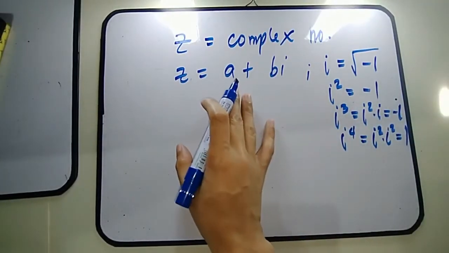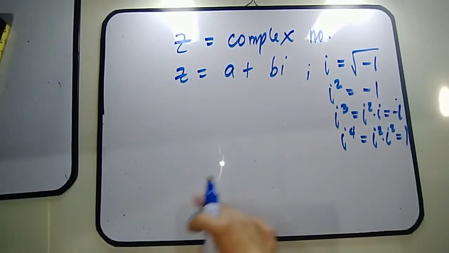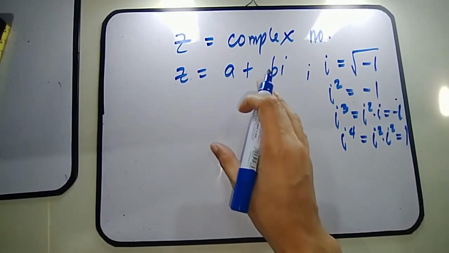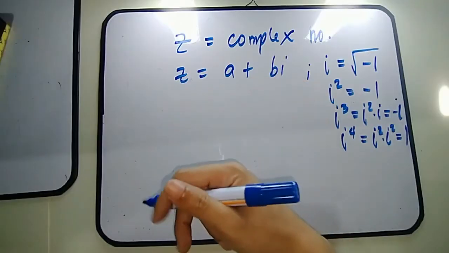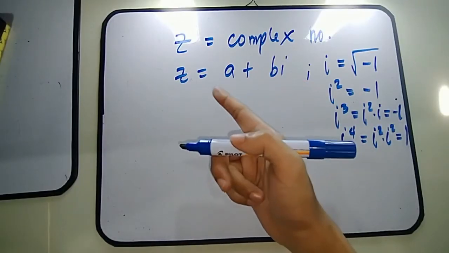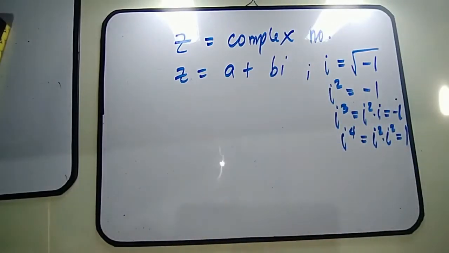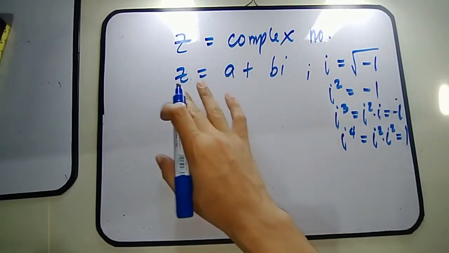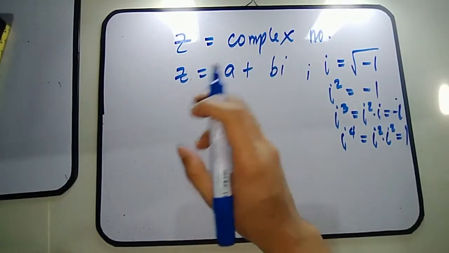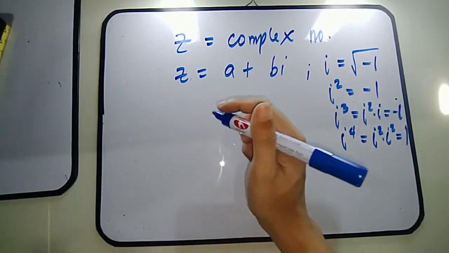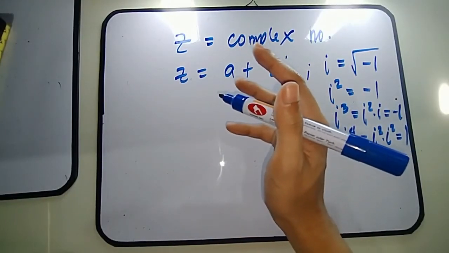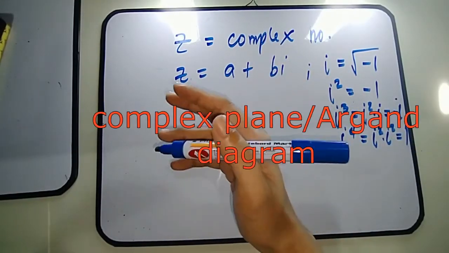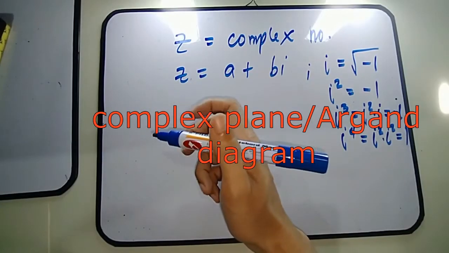So let's go back to our complex number here. Our complex number can be represented in many forms. The first form is what you call the rectangular form. Then you have trigonometric form, you have polar form, and lastly, you have exponential form. Here, our complex number can also be represented graphically, in our complex plane, or what you call the Argand diagram.